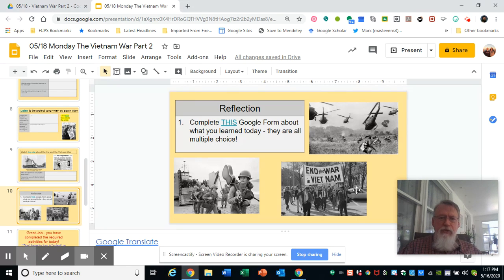And then you get to your reflection survey, with these interesting pictures of the air cavalry, the protest, and some soldiers getting off the landing craft as they're probably going into duty early on. So again, email any questions you have.